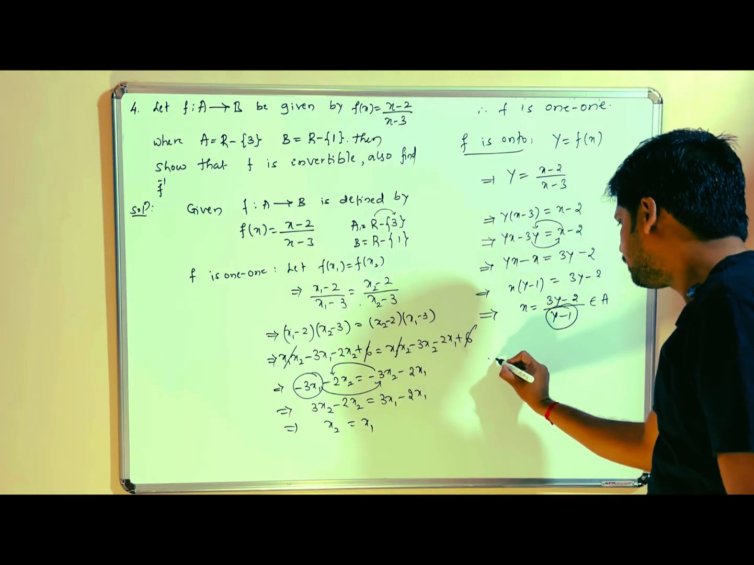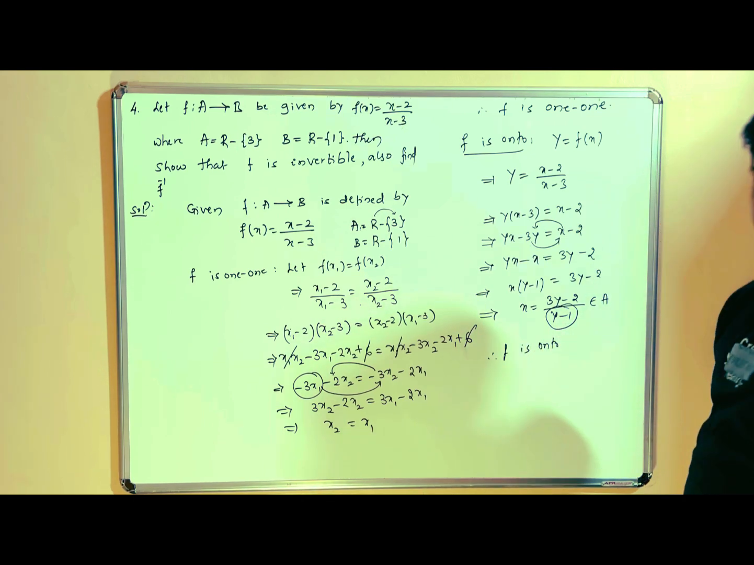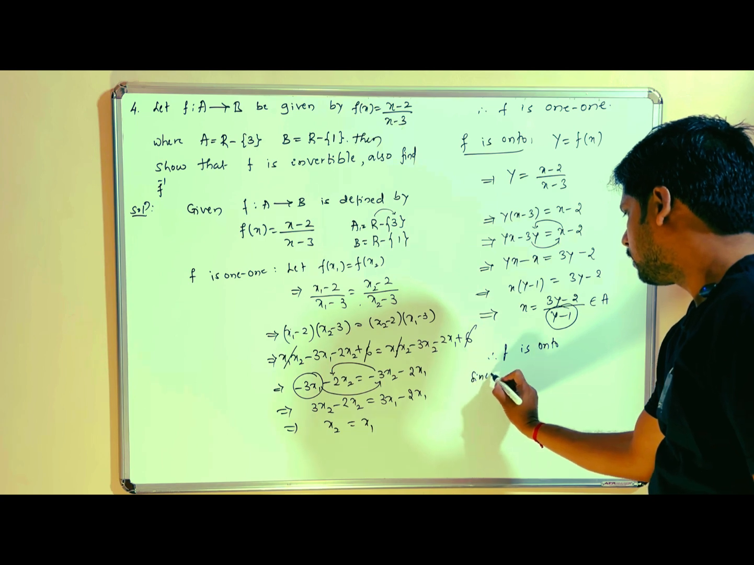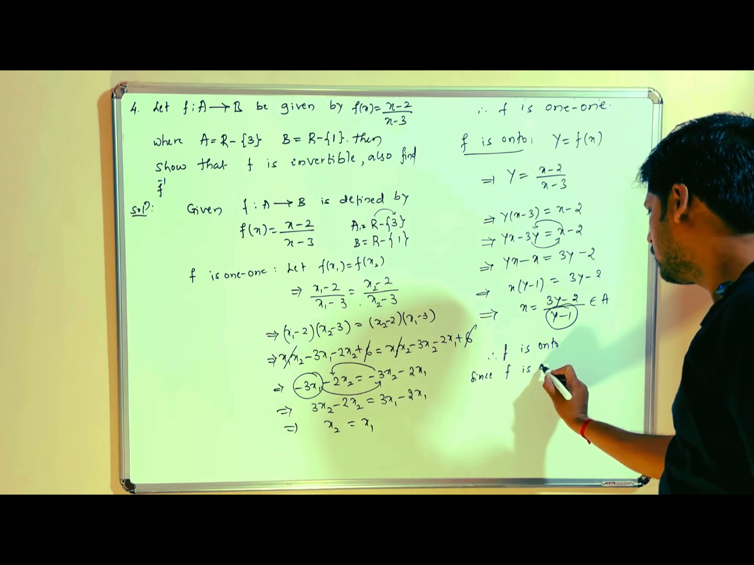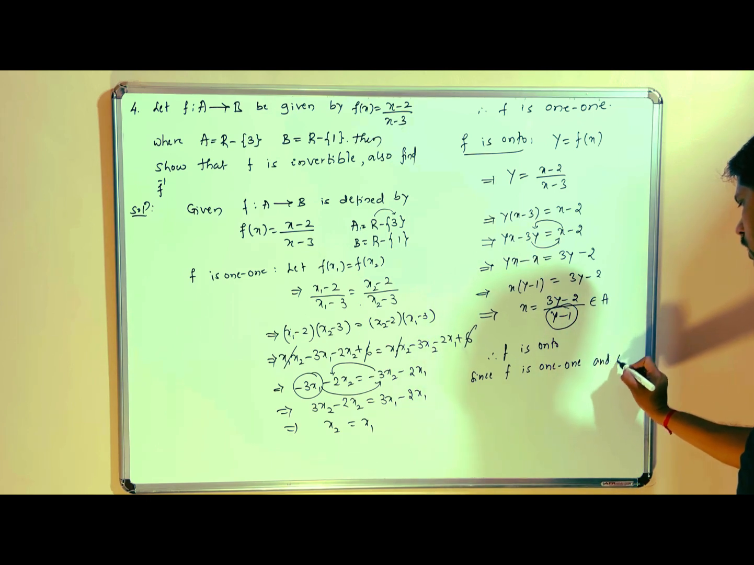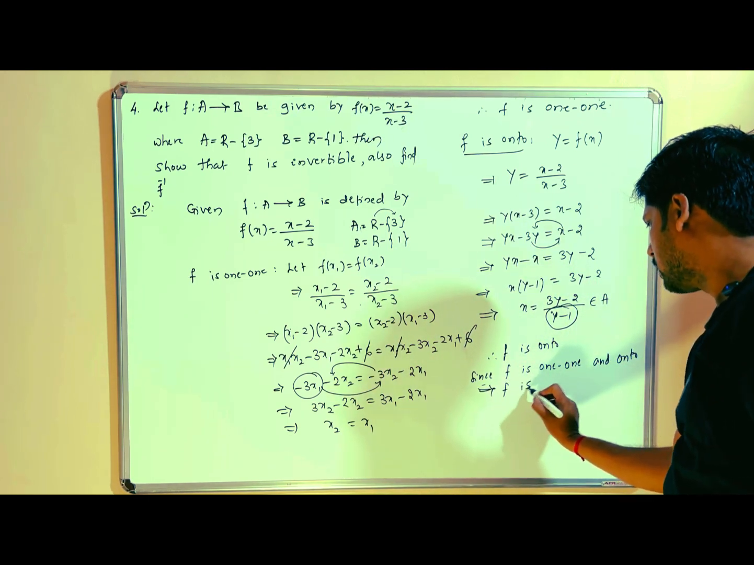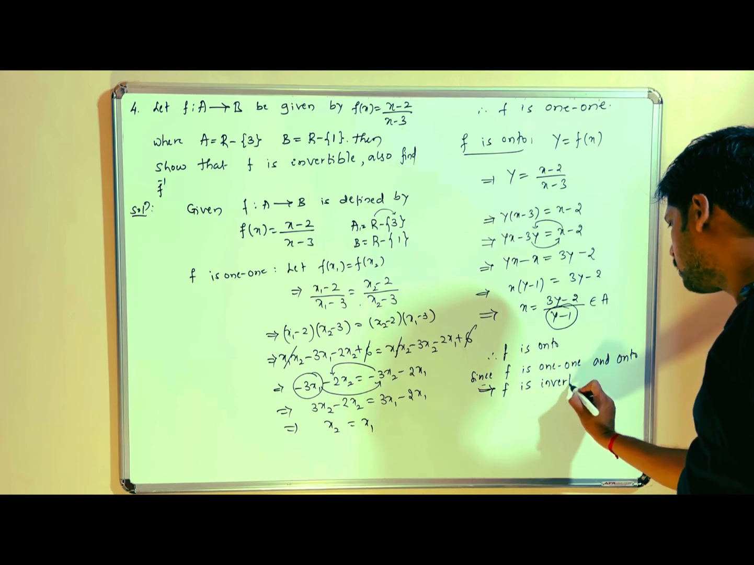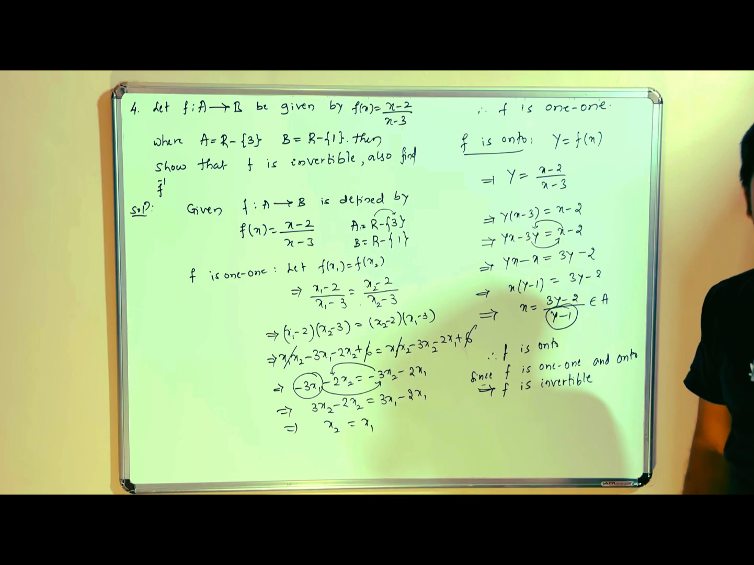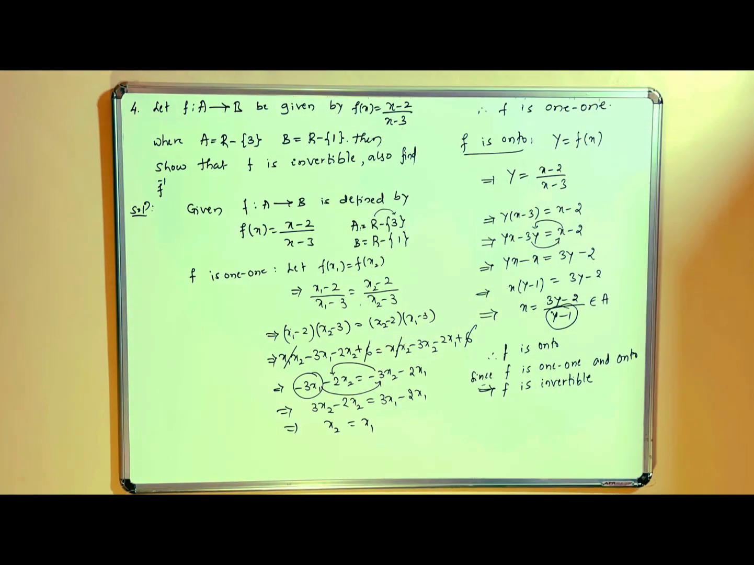So therefore f is onto. Since f is one-one and onto, we say that f is invertible. If f is invertible, then f inverse exists. Invertible means f inverse exists.